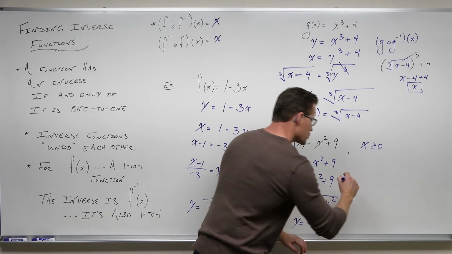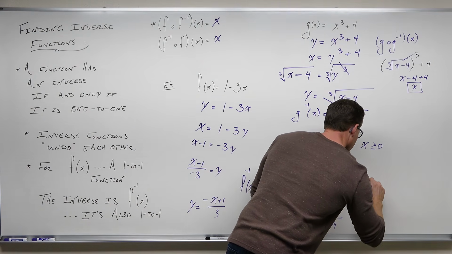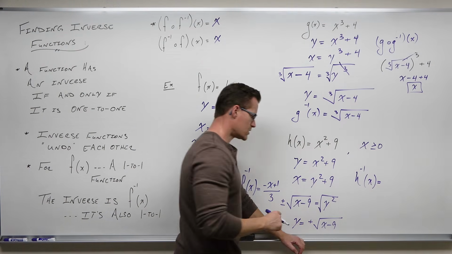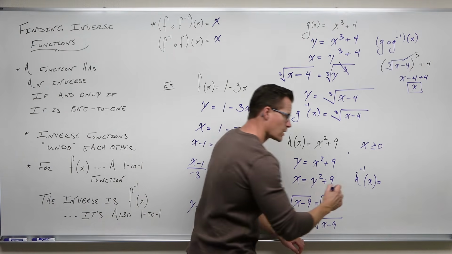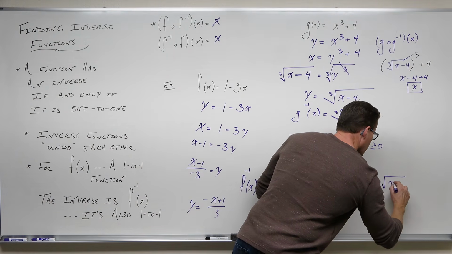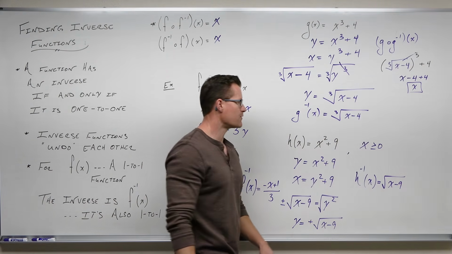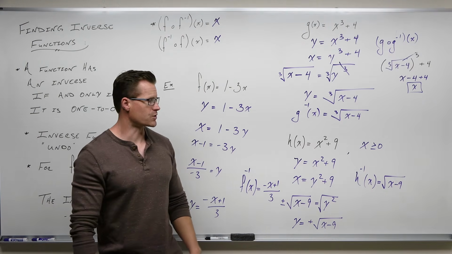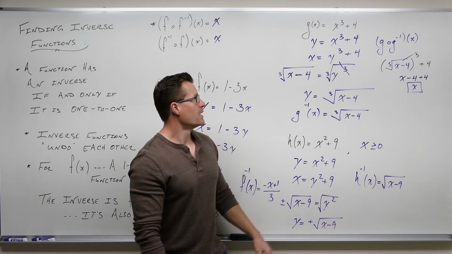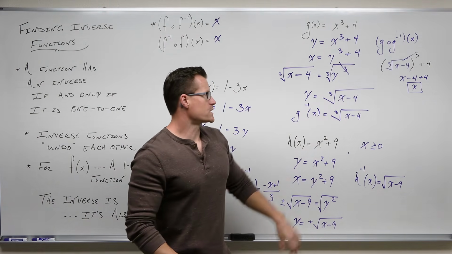So this came from h. That's h inverse, and we say that's just the square root of x minus 9. If you needed to prove that that was the inverse, you would show a composition. I showed it this way, and I'm going to show it one more time.